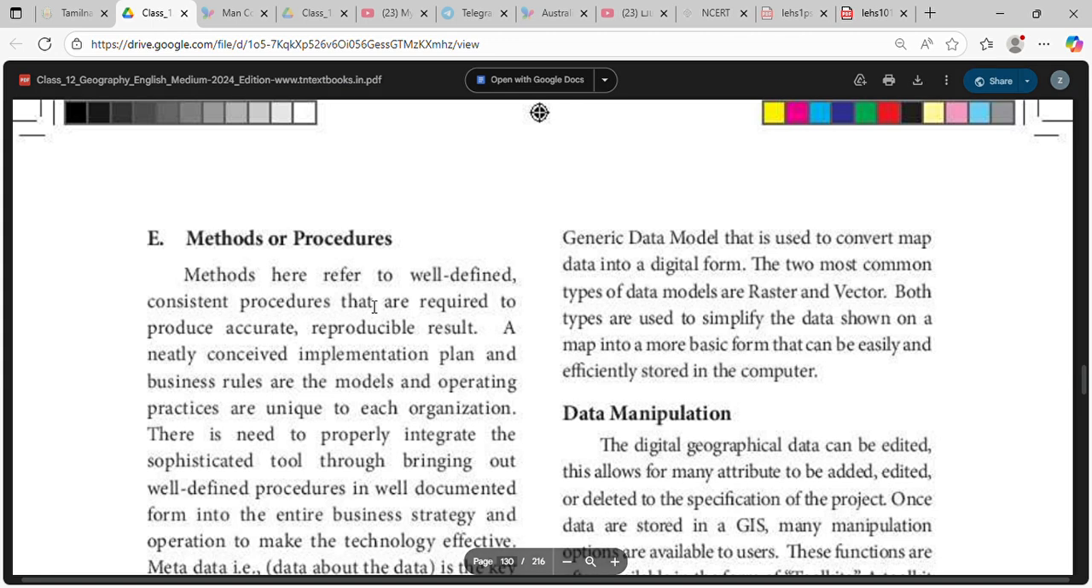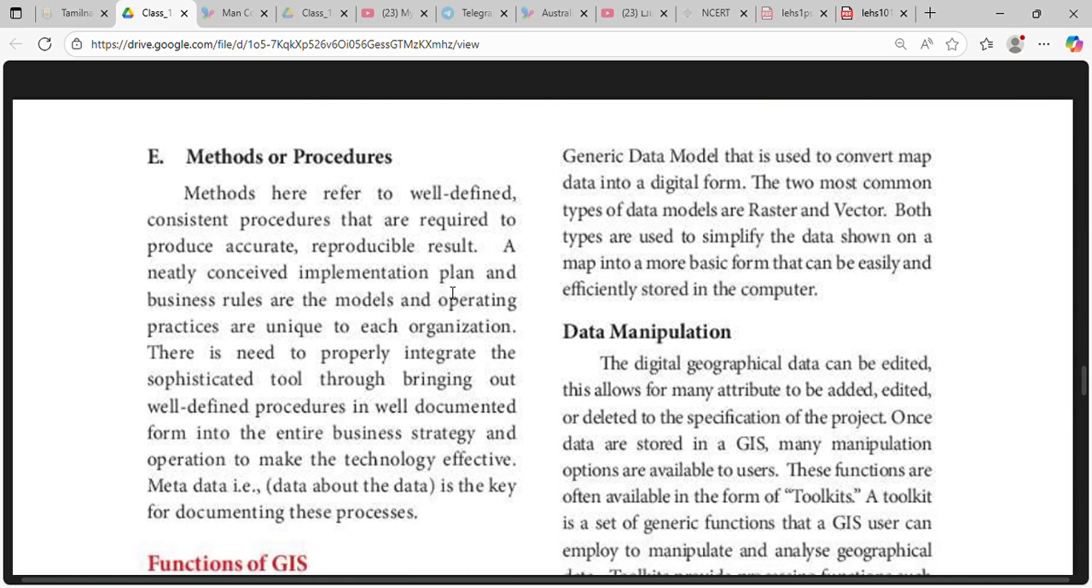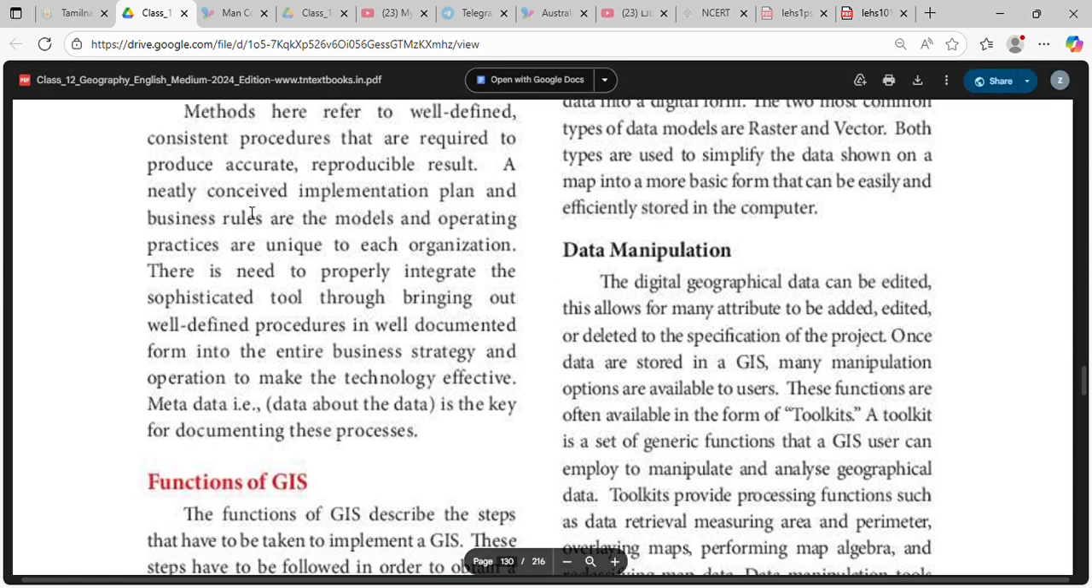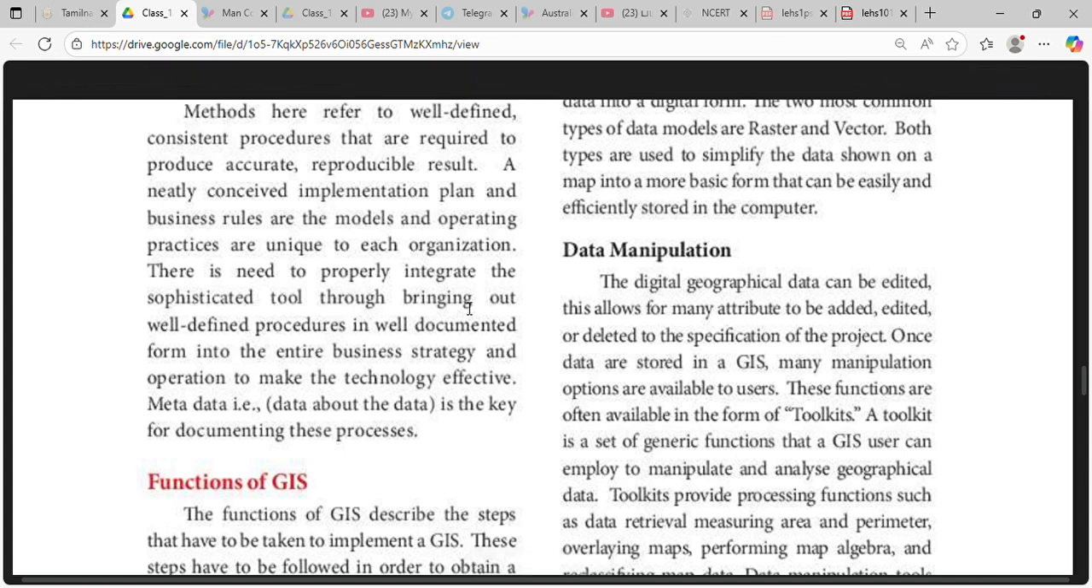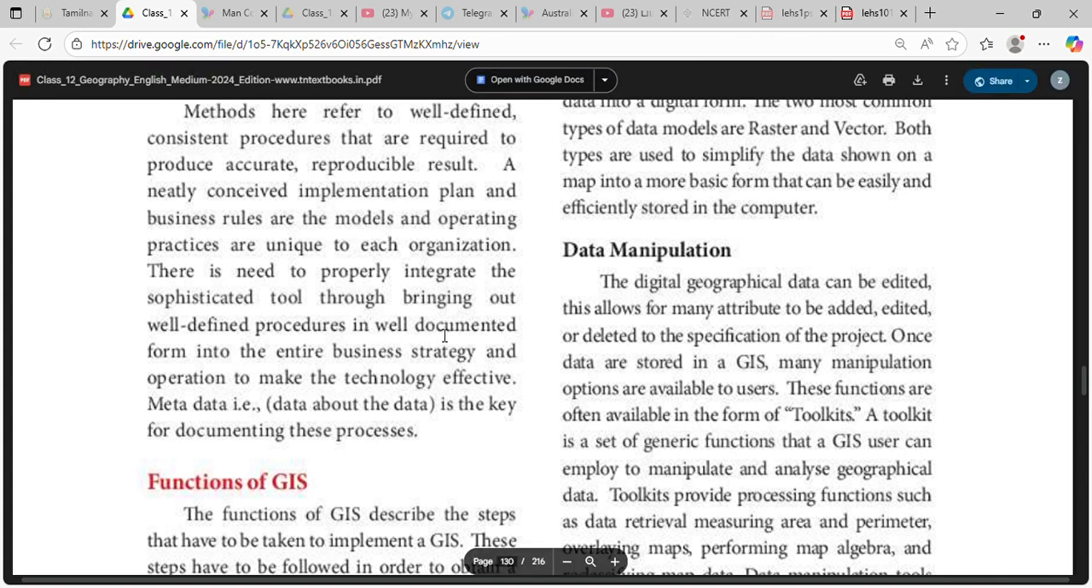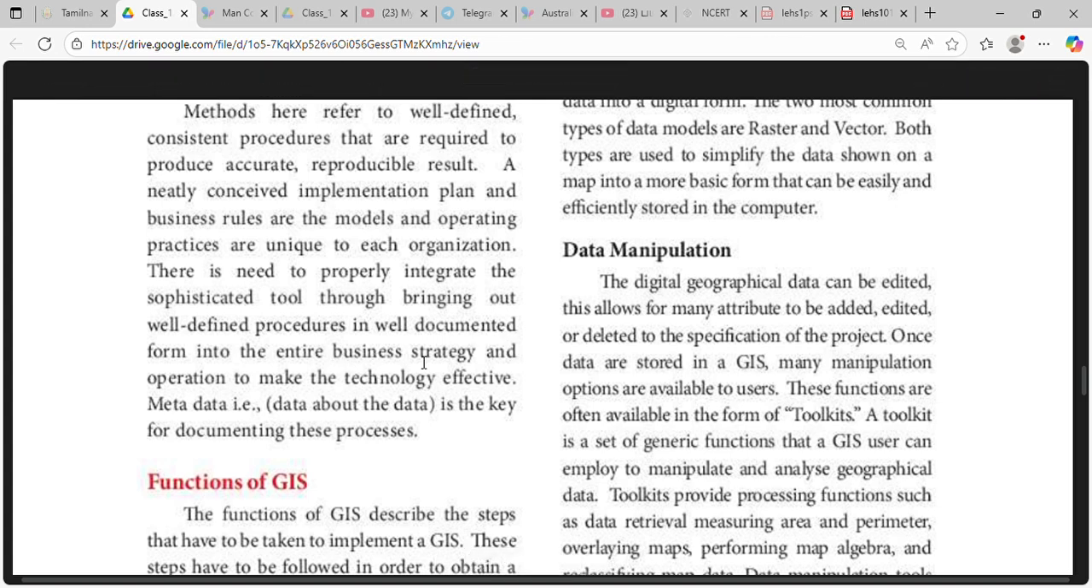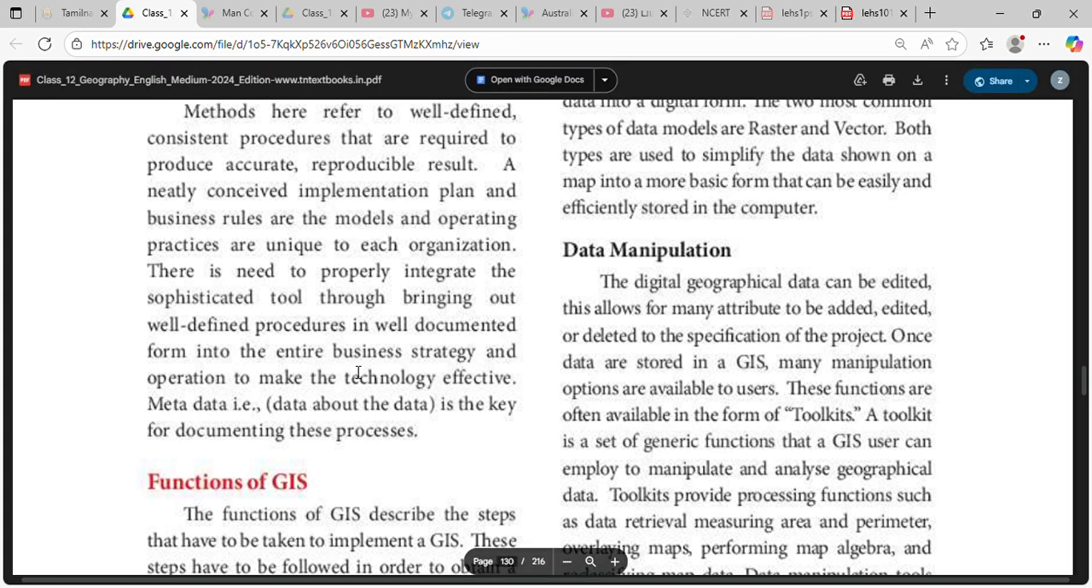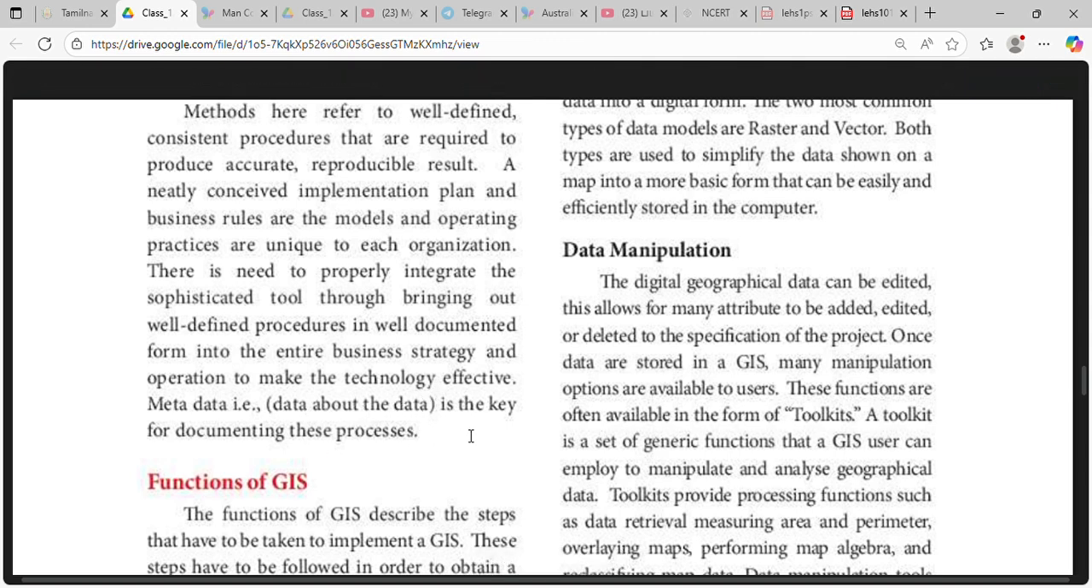Methods: well-defined, consistent procedures that are required to produce accurate, reproducible results. A neatly conceived implementation plan and business rules of the models and operating techniques are unique to each organization. There is a need to properly integrate the sophisticated tool by bringing well-defined procedures in well-documented form into the entire business strategy and operation to make the technology effective.